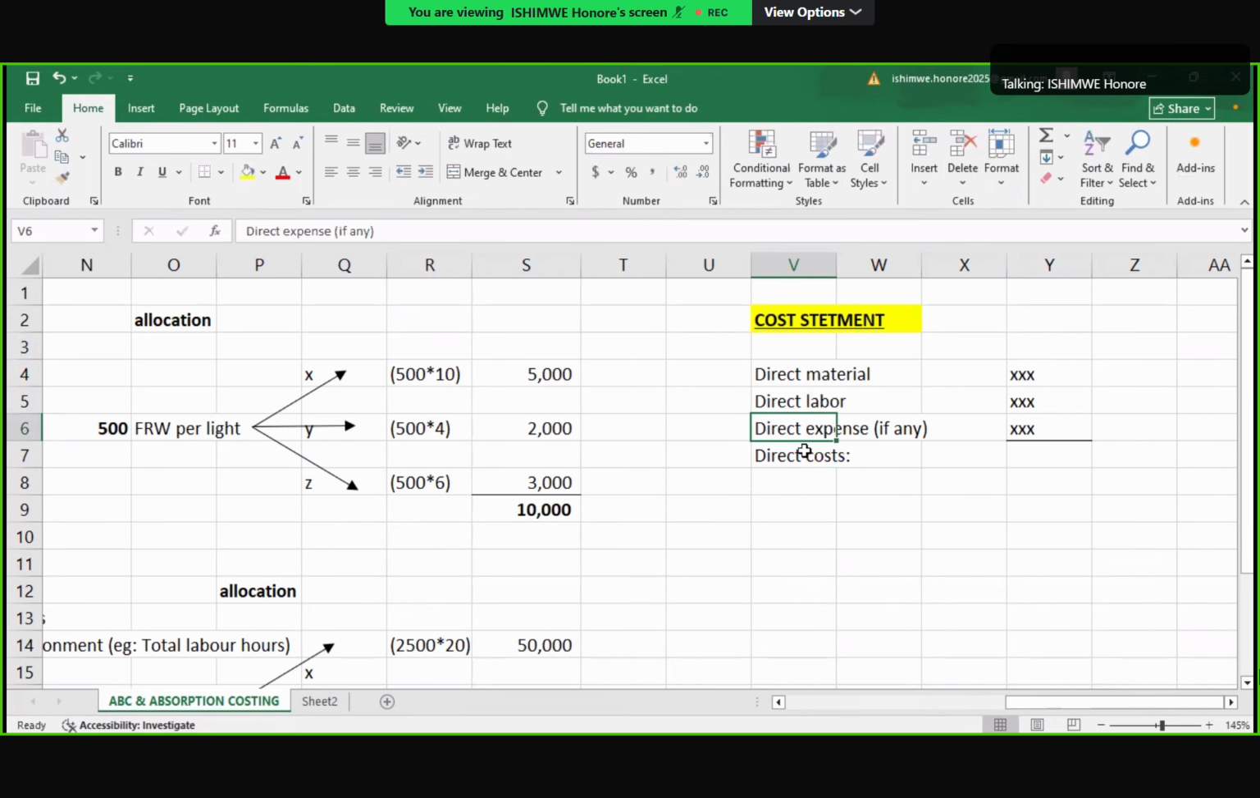Now the examiner knows that you know this. They might not give you this, and they give you direct cost, and you keep asking yourself, where should I get direct material? Where should I get direct labor? My friend, you already have direct cost, which means it is composed of direct material, direct labor, and direct expense. So you don't need to go with this because they give you this direct cost. Sometimes it's called the prime cost. Let me call it prime cost. This is it. Then we go to overheads.